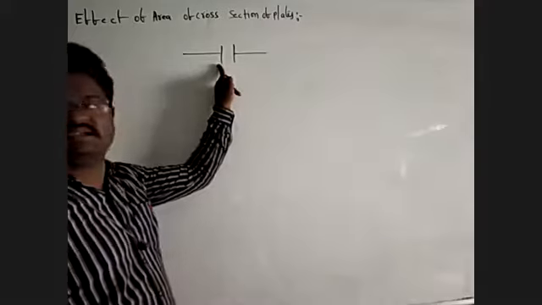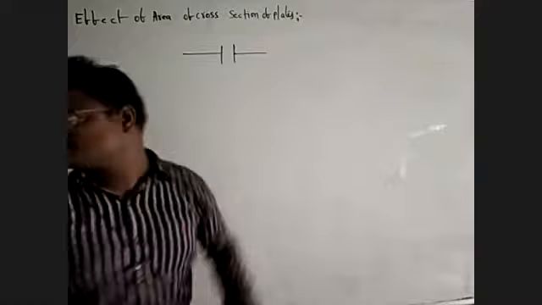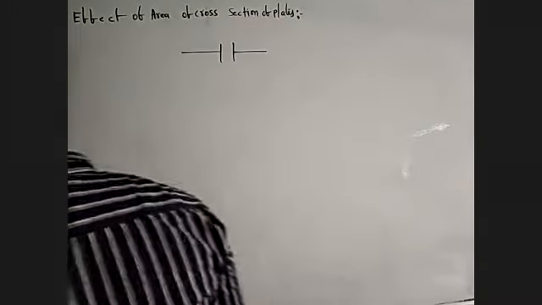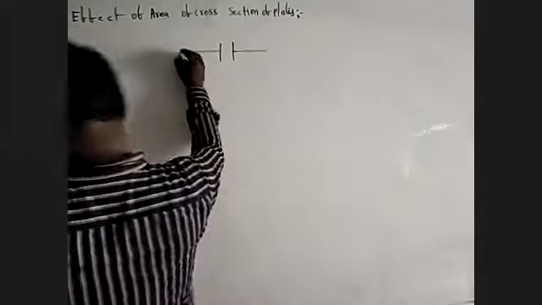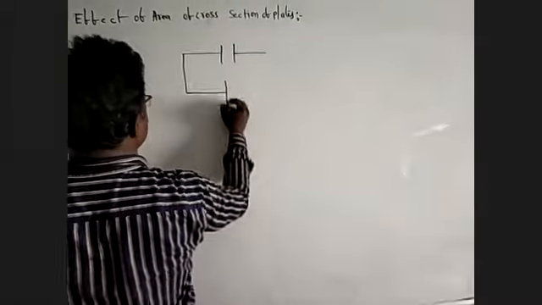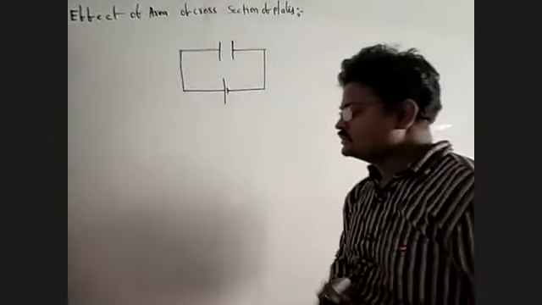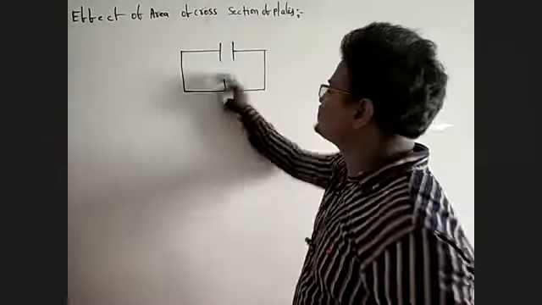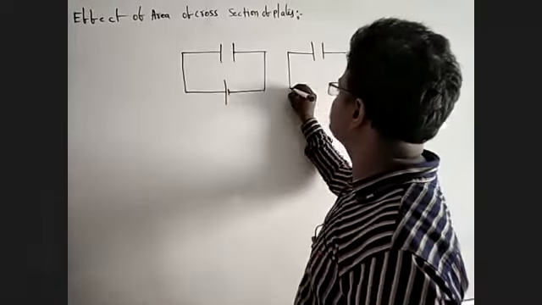This is one plate, this is the second plate. We call this a parallel plate capacitor. Now this is connected to the battery. Next, the battery is removed.